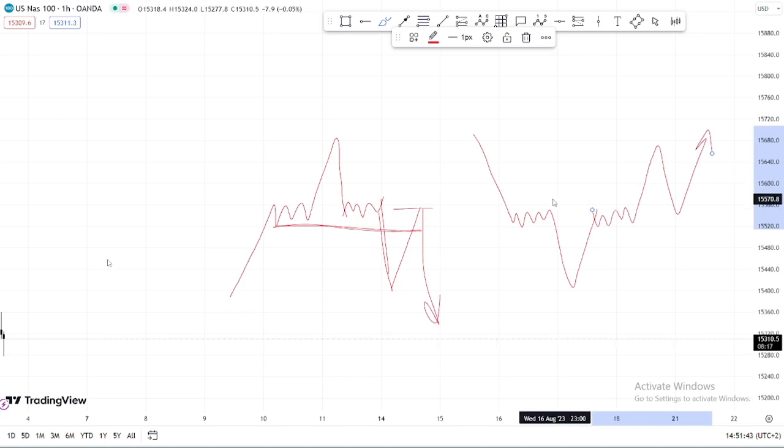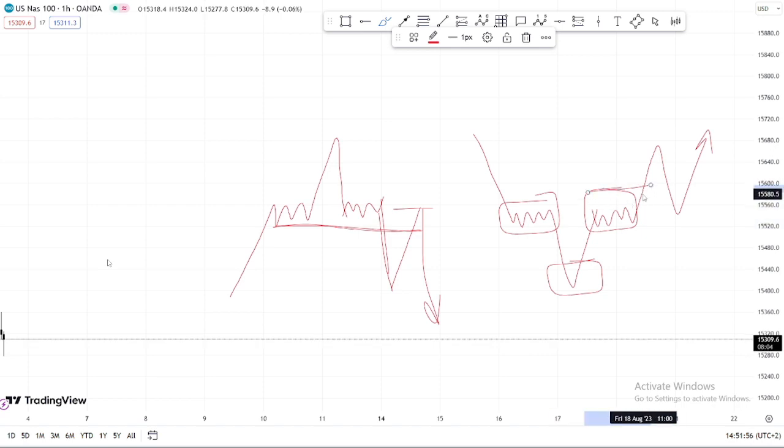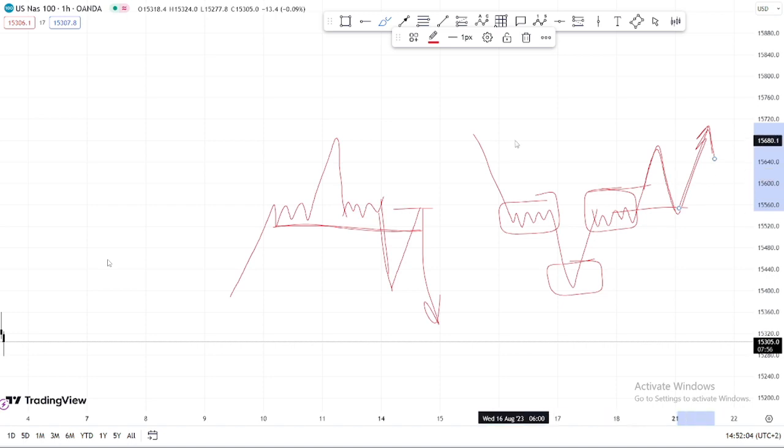This can also be referred to as a head and shoulders pattern. This is your head and this is your shoulders. You break the neckline, come back to retest this and continue in the opposite direction.